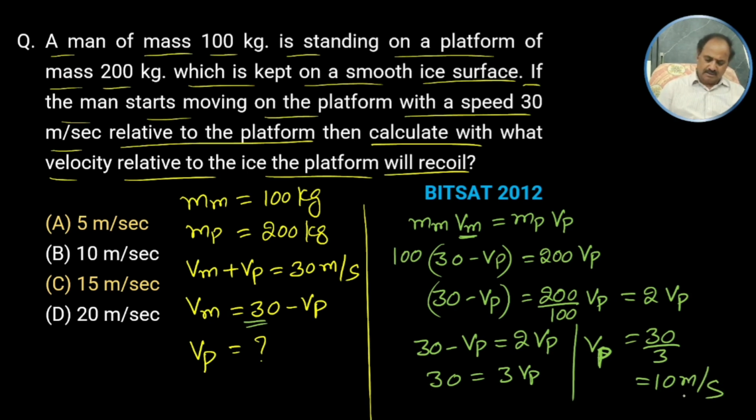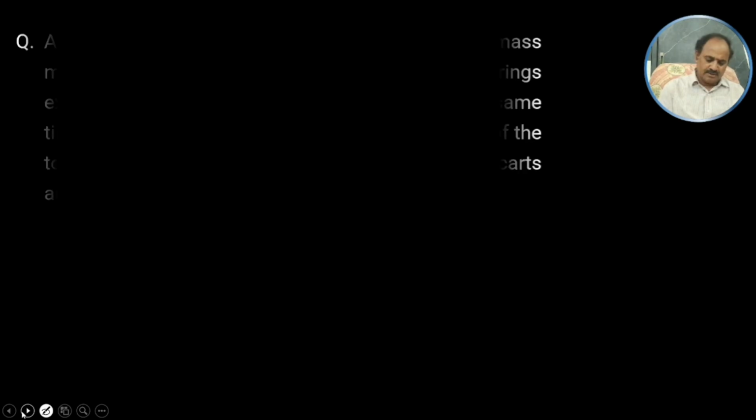So, velocity of the platform with respect to the ice surface is 10 meter per second. Look at option B. Option B is absolutely correct. Understood clearly? Yes. Similarly, let us take another important problem.